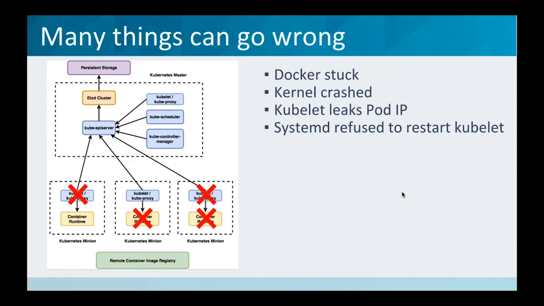So for example, Docker can get a minion stuck. Kernel on the minion can crash. In the early version of Kubernetes, there's a kubelet bug that it can leak pod IPs. So once in a while, after it leaks out all the allocatable pod IPs, this node basically cannot run any pod anymore. And in other rare cases where kubelet crashes, there are sometimes when systemd refuses to restart kubelet. Which means there's no Kubernetes worker on this node. So this node basically is useless.